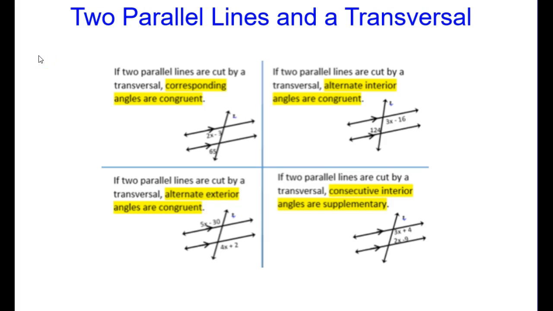There's some special information that occurs when the two lines that are cut by the transversal are parallel to each other. If the two lines are parallel and cut by a transversal, then corresponding angles are going to be congruent. Alternate interior angles are going to be congruent.